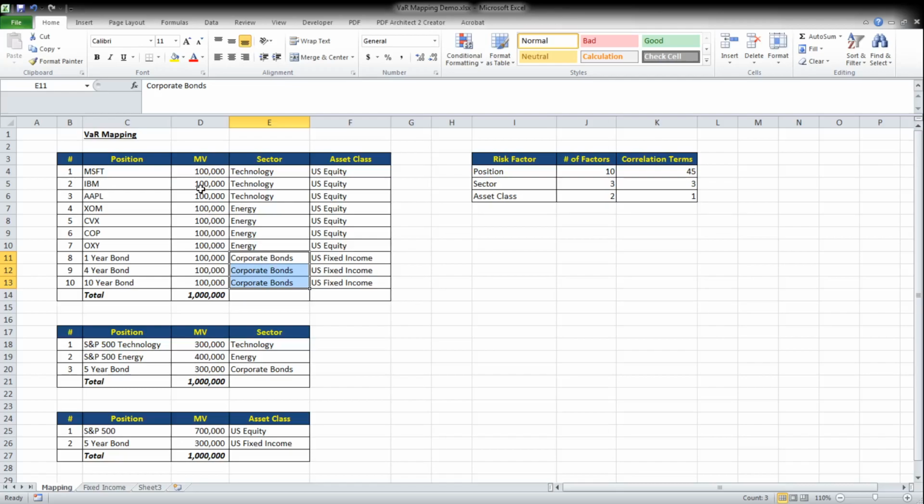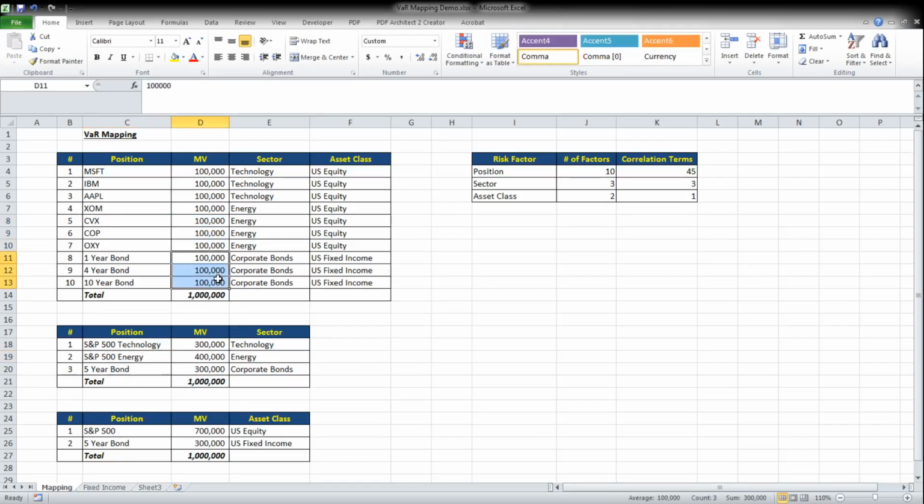All stocks belonging to technology sector, and we have $300,000 invested in technology stocks, we can map all of them to the technology sector represented by a S&P 500 technology sector ETF, for example. And all the energy sector stocks, we have $400,000 invested in them. We can map that $400,000 to the energy sector of the S&P.